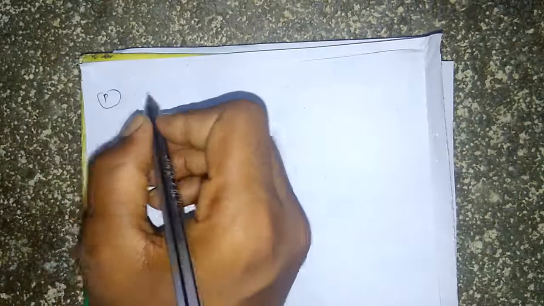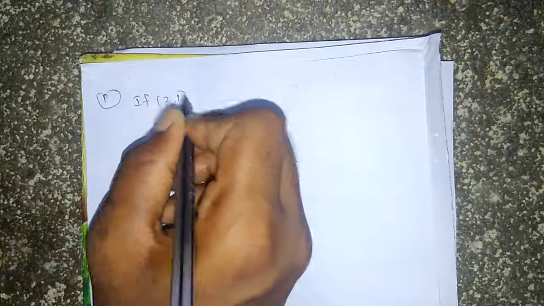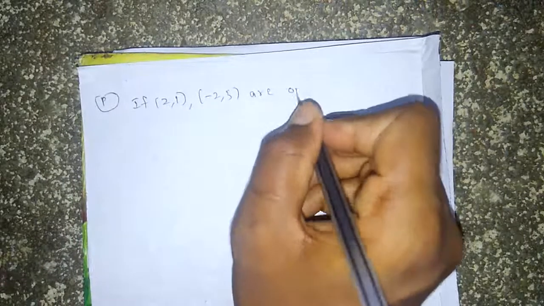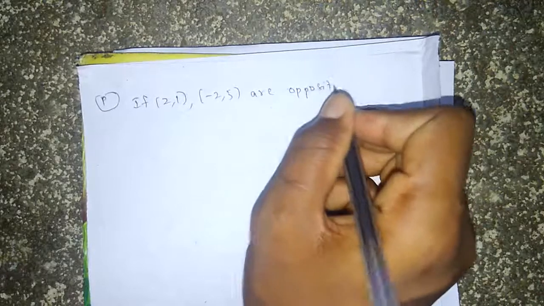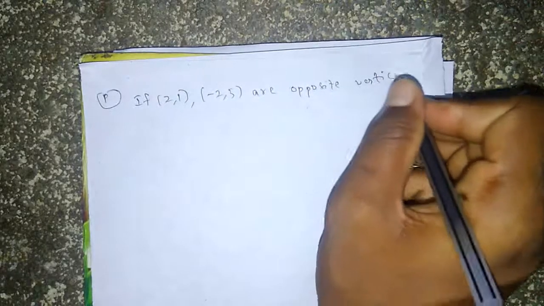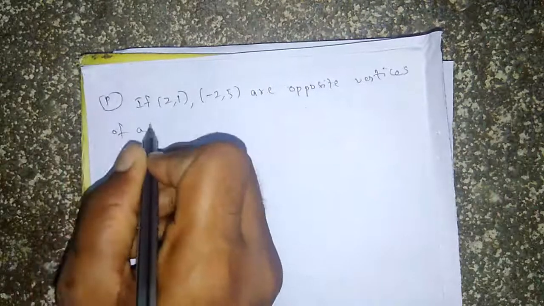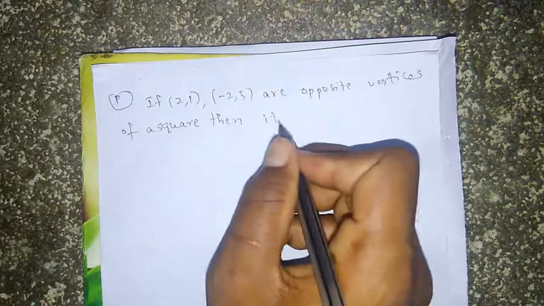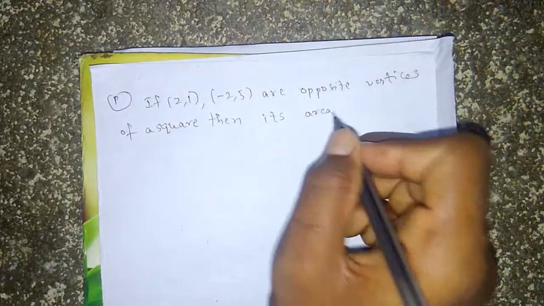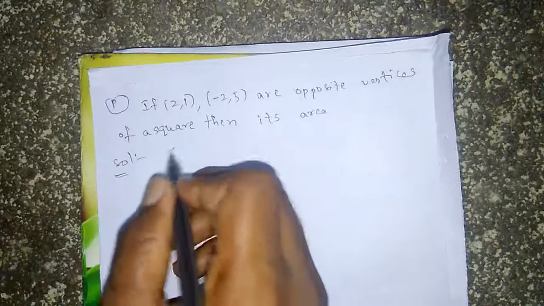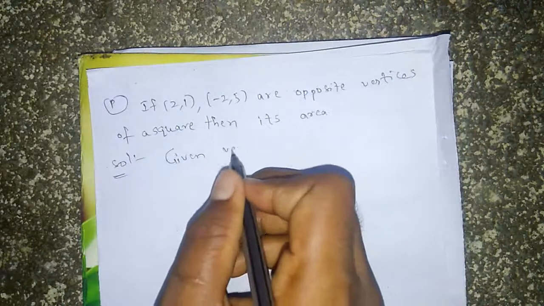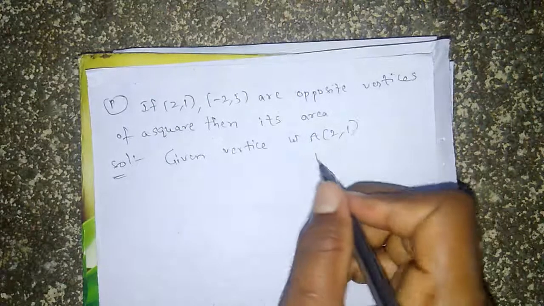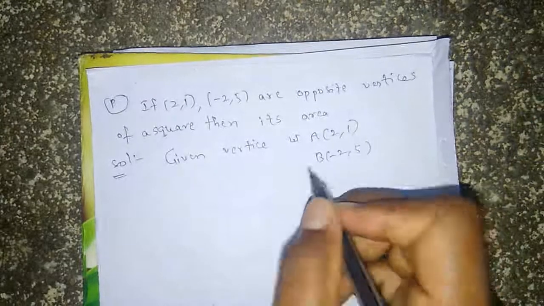Our next problem is, if (2, 1) and (-2, 5) are opposite vertices of a square, then its area is... Given vertices. Let A is (2, 1), B is (-2, 5).